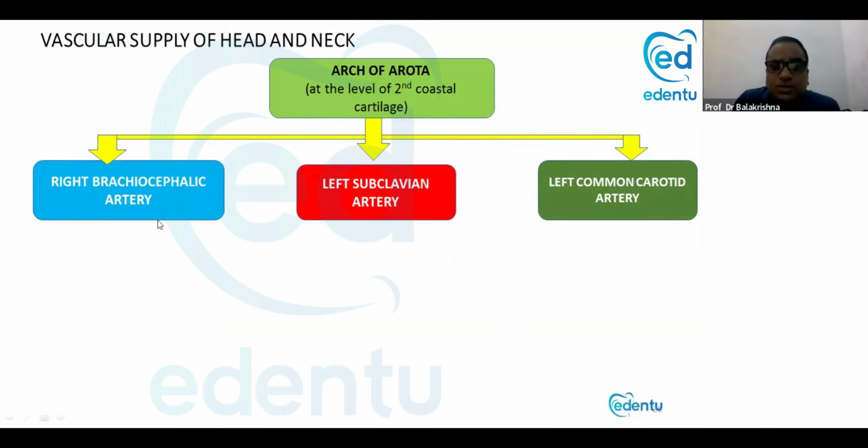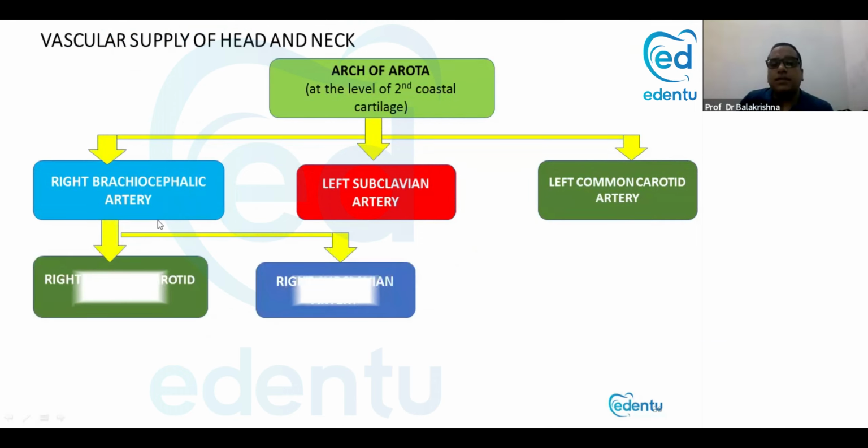And from the right brachiocephalic artery, you have again 2 branches. You imagine that this is a daughter. Arch of aorta is the grandfather. It has got 3 kids. Right brachiocephalic artery is the daughter and 2 left, which are sons. The right brachiocephalic artery got married and again 2 kids. Right common carotid and right subclavian are the branches of right brachiocephalic artery. So the family name is right.